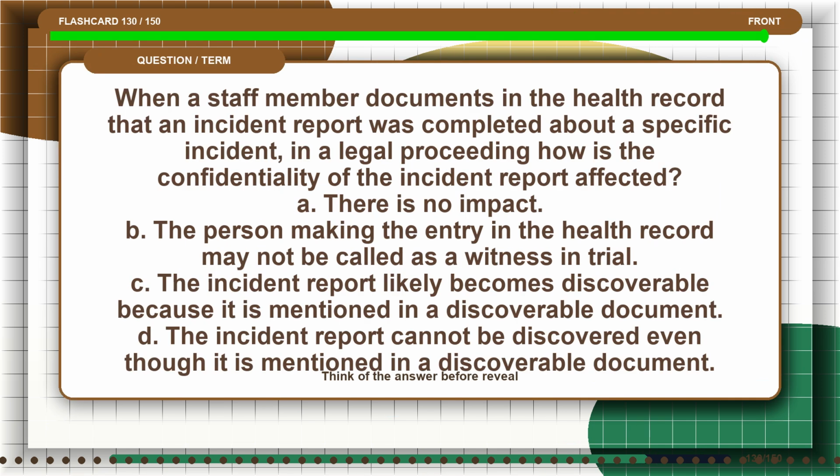Flashcard 130. When a staff member documents in the health record that an incident report was completed about a specific incident in a legal proceeding, how is the confidentiality of the incident report affected? A. There is no impact. B. The person making the entry in the health record may not be called as a witness in trial. C. The incident report likely becomes discoverable because it is mentioned in a discoverable document. D. The incident report cannot be discovered even though it is mentioned in a discoverable document. Think of the answer before the reveal.